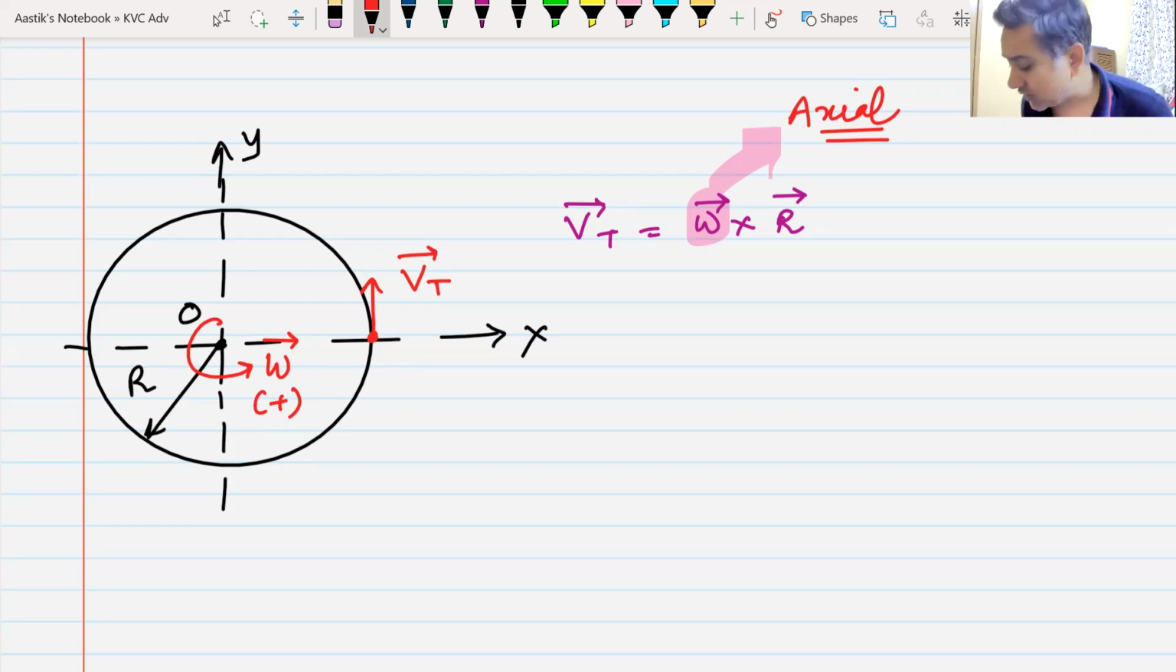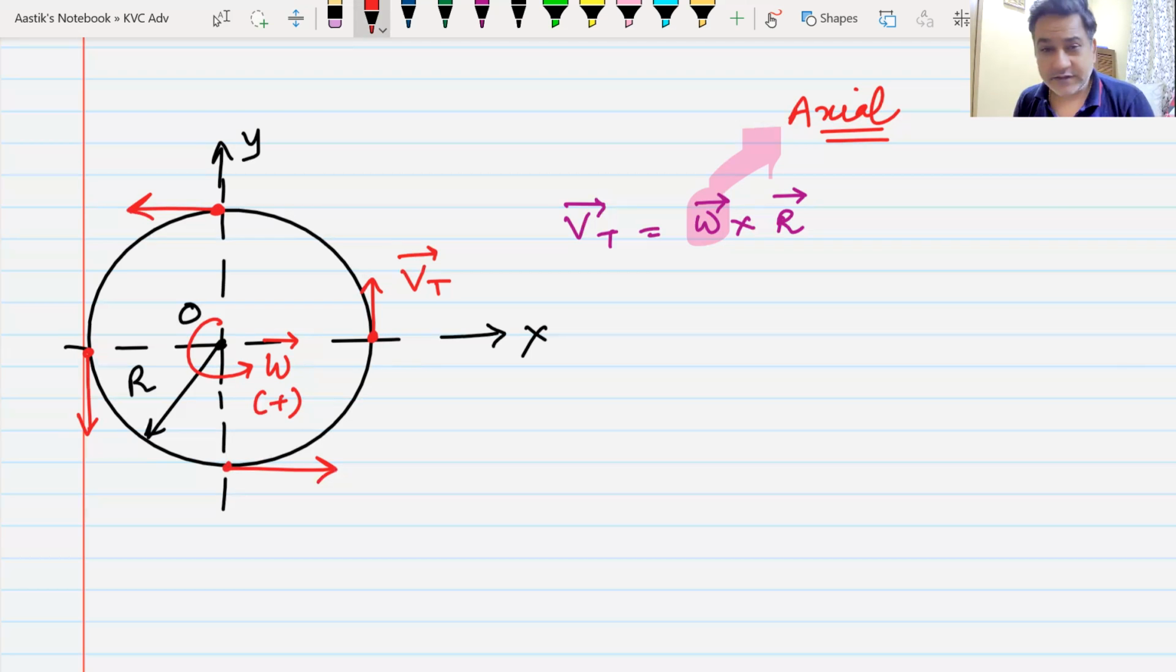So we take the cross product, omega cross r. The velocity goes like this. It is very easy to understand. If omega is like this, velocity would be like this. Yes or no? If the particle is here, the velocity would be like this. If the particle is here, velocity would be like this. We understand this? Yes, sir.